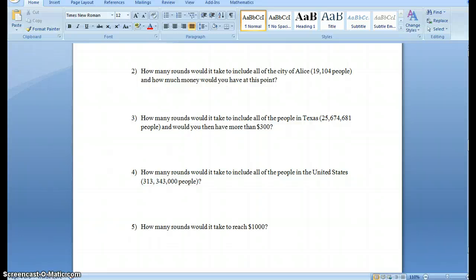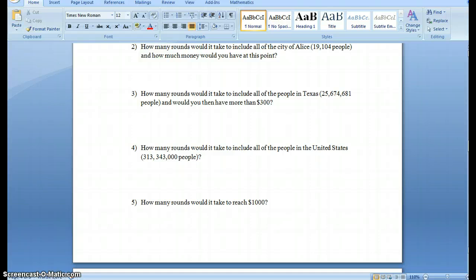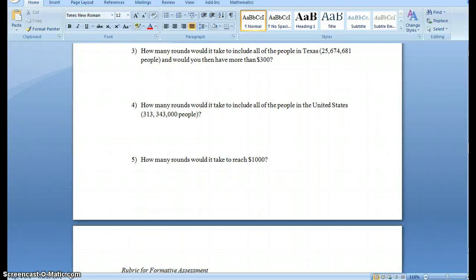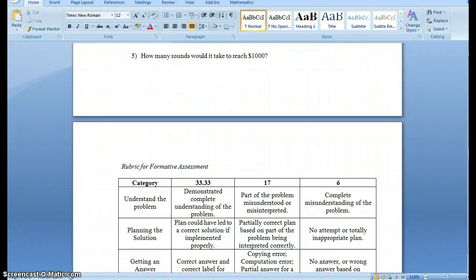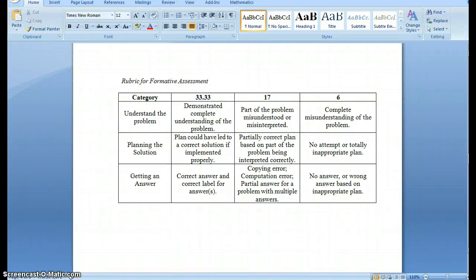Alright, so question 4. How many rounds would it take to include all of the people in the United States? That's roughly 3 million people. Alright, so they have to figure it out. That's only one question. Question 5. How many rounds would it take to reach 1,000? Some kids would argue they would never get to 1,000, but they have to show it, or some kids they wouldn't. So once again, here's my rubric for formative assessment. The same as the pre-assessment. Kind of give them similar things. I still have the 3 categories and the 3 denominations of points.